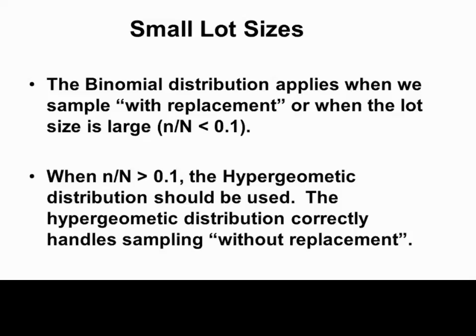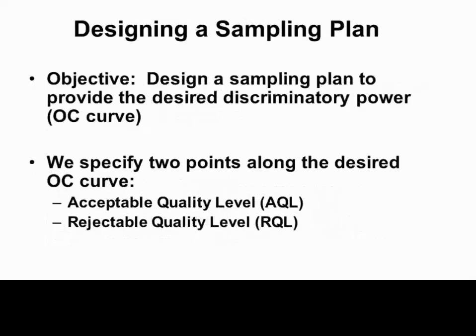Now, if you violate this, let's say you're dealing with small lot sizes of 20 units and you're sampling 3 or 4, well now you're greater than 10%. So you would need to use a distribution called the hypergeometric distribution to set up this plan. This handles the changing probabilities of finding defects as you find them. That's called sampling without replacement. And again, the software will generally handle that if you need it to.